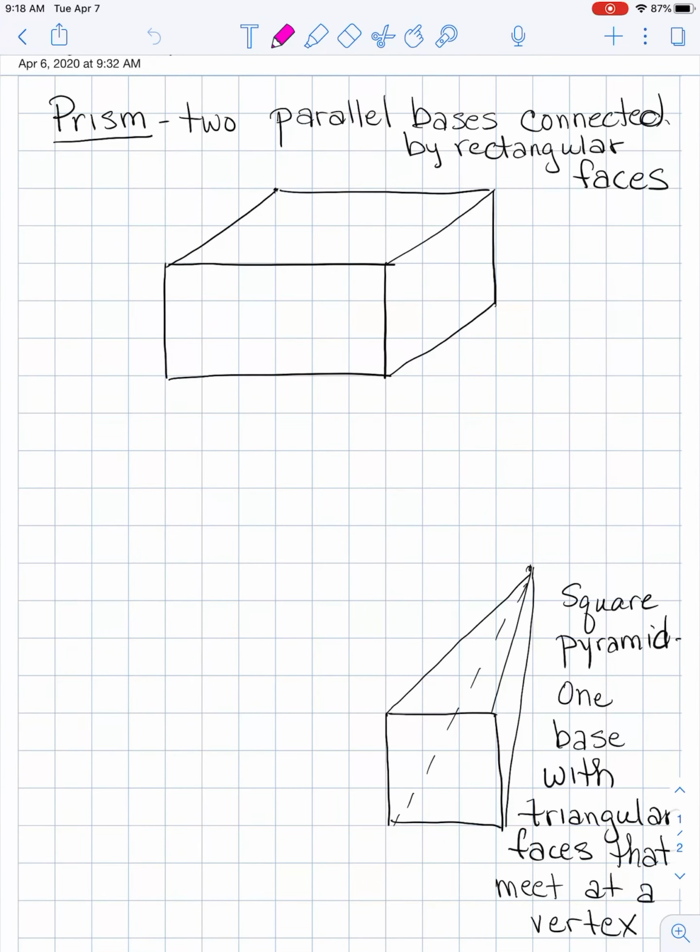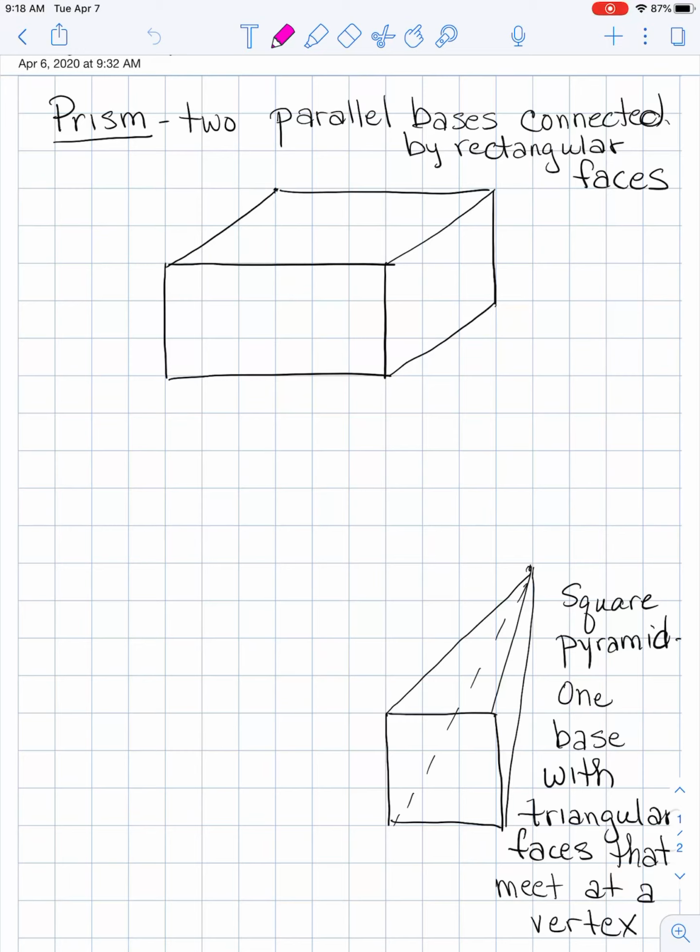Today we're going to be talking about basic vocabulary when it comes to solid geometry. Solid figures are three-dimensional figures. Okay, so we have been talking basically about area up until now, about flat two-dimensional surfaces. Solid figures are three-dimensional figures.